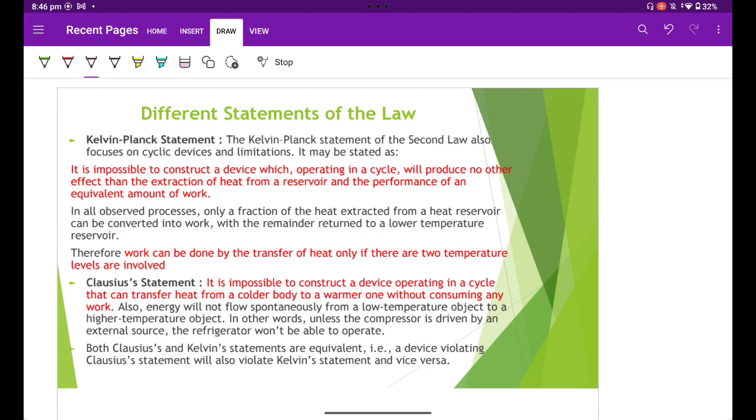Kelvin-Planck statement. An analysis of the operation of heat engine led Kelvin and Planck to arrive at the following conclusion, that it is impossible to construct a heat engine that will operate in a cycle and which will receive a given amount of heat from a high temperature reservoir and do an equal amount of work. The only alternative is that some of the heat must be transferred from the working fluid to a low temperature reservoir. Therefore, work can be done by the transfer of heat only if there are two temperatures involved.